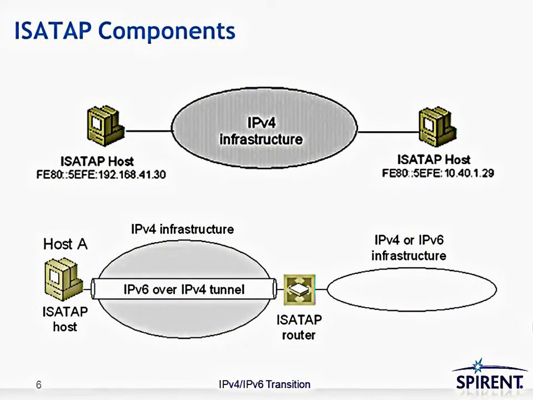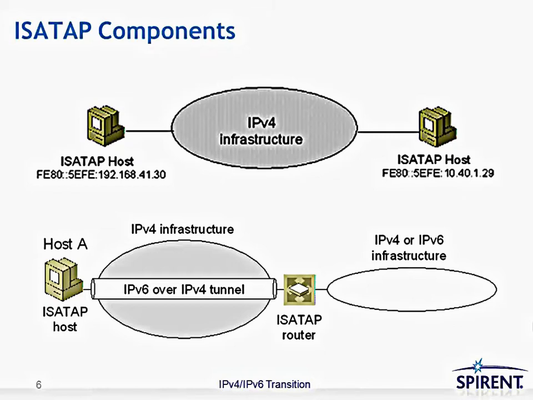So ISATAP components are depicted in this slide. It could be just two ISATAP hosts connected to an IPv4 infrastructure. So it could be your own intranet in your own company. And when you turn on the IPv6 stack in the host, if it's a Windows machine, it can automatically derive a link local address based on its configured IPv4 address, even though that IPv4 address might be derived via DHCPv4. And then the two ISATAP hosts could actually communicate directly with each other without any further interaction from the IT department in the company and exchange IPv6 datagrams over the IPv4 infrastructure.